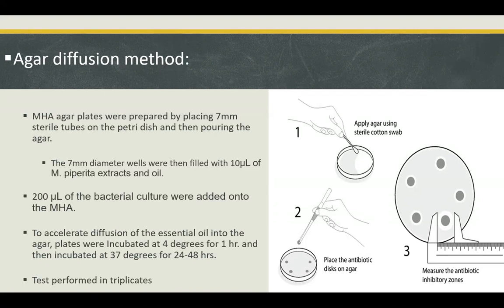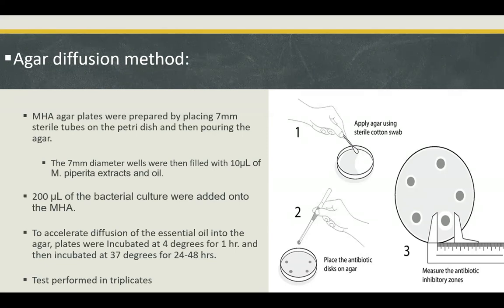MIC was defined as the lowest concentration of M. piperita essential oil that allows no more than 20% growth of the bacteria, which is seen as the decreased number of colonies after removing the loop of each dilution on MHA and incubation at 37 centigrade for 18 hours.